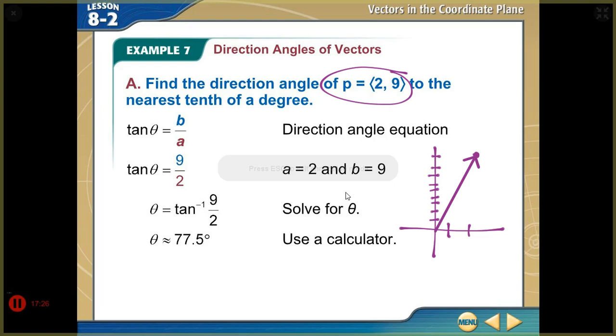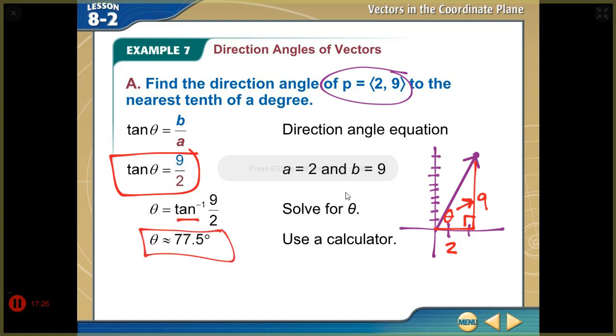If I'm looking for that angle, the direction angle, basically I just need to look at my triangle. This is a 2, this is a 9, and this is the angle I'm interested in. Just by using my trig, that's my opposite over adjacent, so I know that tangent of theta is 9/2. If I want to figure out what theta is, I take a tangent inverse, which is right there, and it gives me a final value that I can use. So that becomes my direction angle.